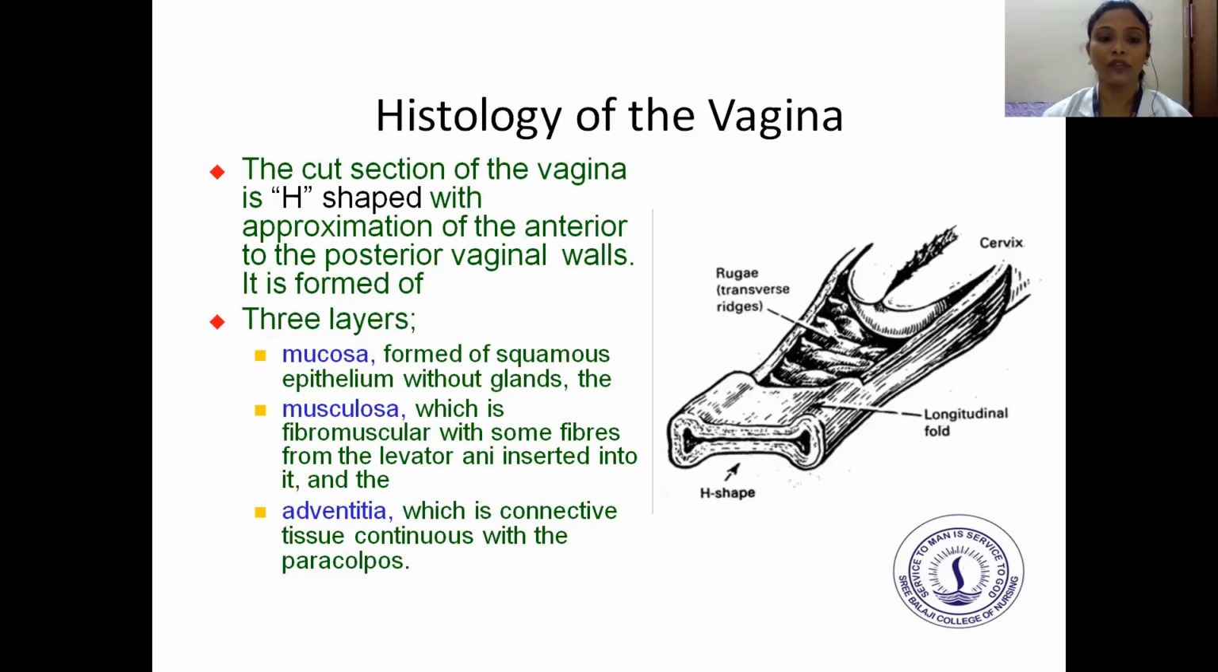Next is histology of the vagina. When you go to the histology, that is the cross section or the cut section of the vagina, the vagina will be looking H-shaped, with the approximation of the anterior to the posterior vaginal walls. It is formed of three layers, that is mucosa, muscularis, and adventitia. Mucosa is formed of squamous epithelium without glands, whereas the muscularis is fibromuscular with some fibers from the levator ani inserted into it, and adventitia is fully connective tissue continuous with the paracolpos.